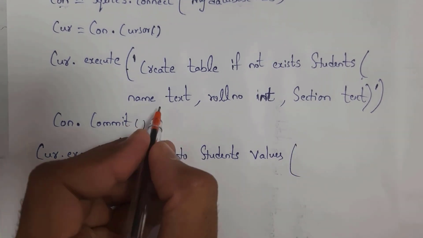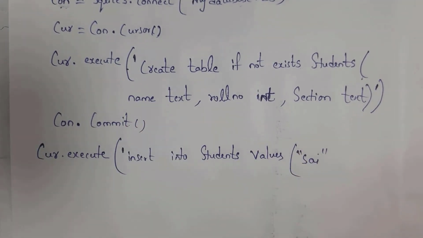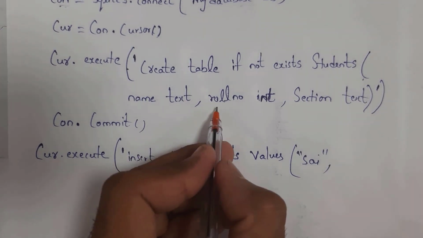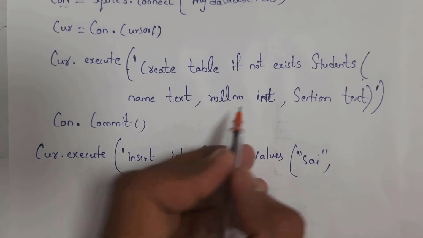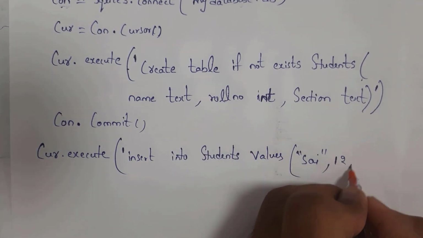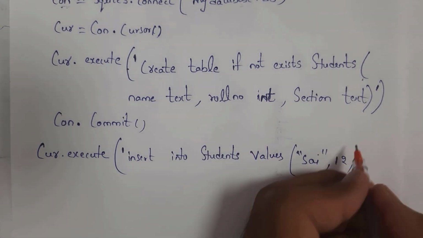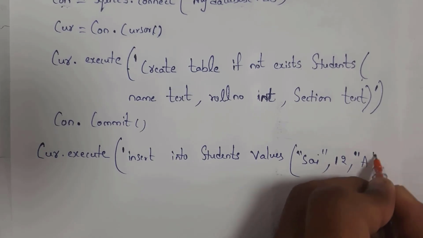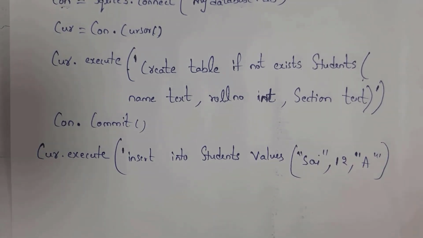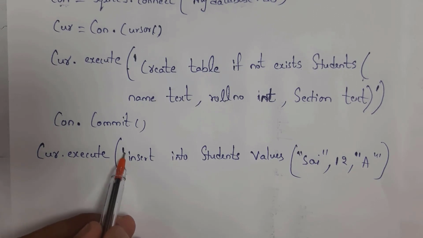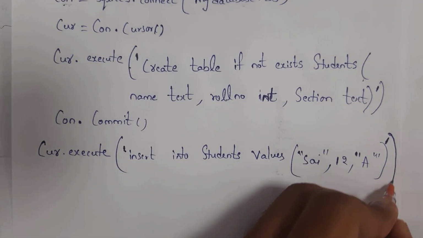First one is name. I want to give a name like Sai. As we know, we represent strings in quotations. So in quotations I took Sai, comma. I want to insert roll number. Roll number is integer type. So I am giving roll number 12, comma. Section. I want to give section like A. A is also a string, so take quotations. Okay, close this bracket and similarly close this quotation and close the execute method.